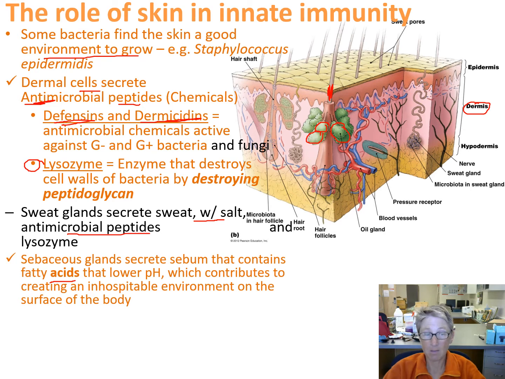So remember, if something is acidic, that means it has a low pH. So sebaceous glands secrete sebum onto the surface of the skin that lowers the pH. That contributes to creating an inhospitable environment on the surface of the body for microbes that don't like acidic conditions.